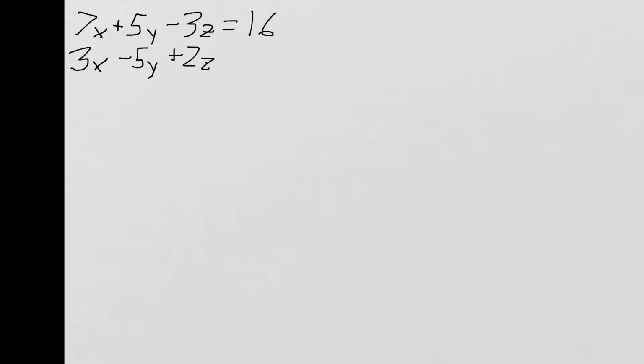let me get my problem here. So you might have a system like 7x plus 5y minus 3z is equal to 16. 3x minus 5y plus 2z is equal to negative 8. And 5x plus 3y minus 7z is equal to 0.